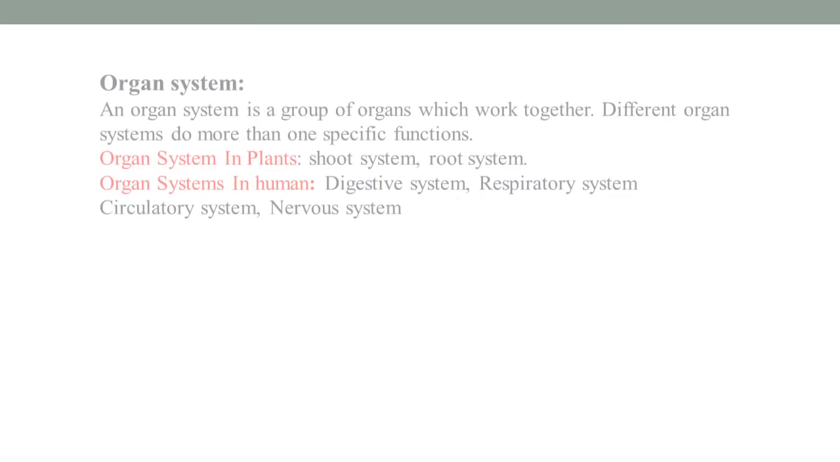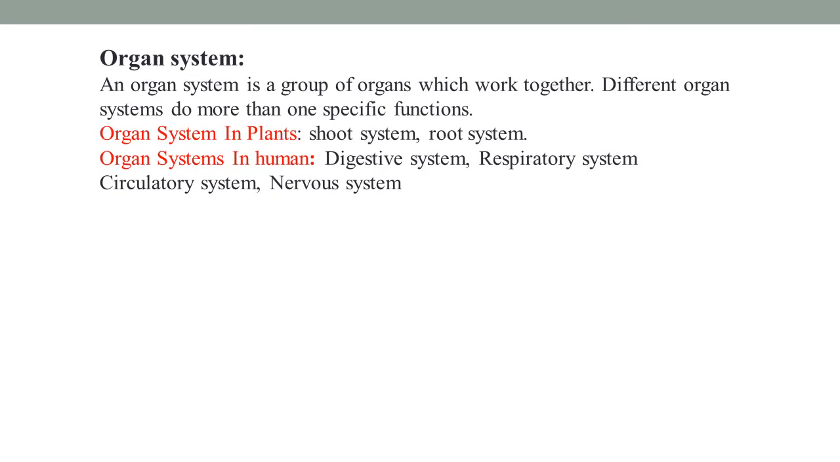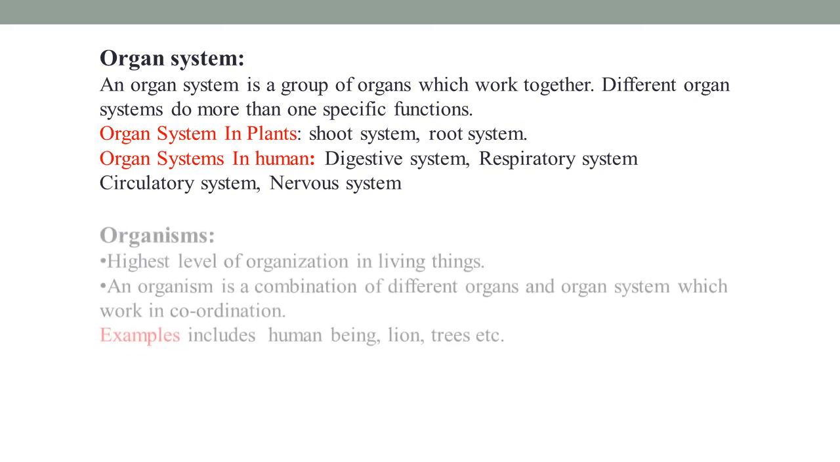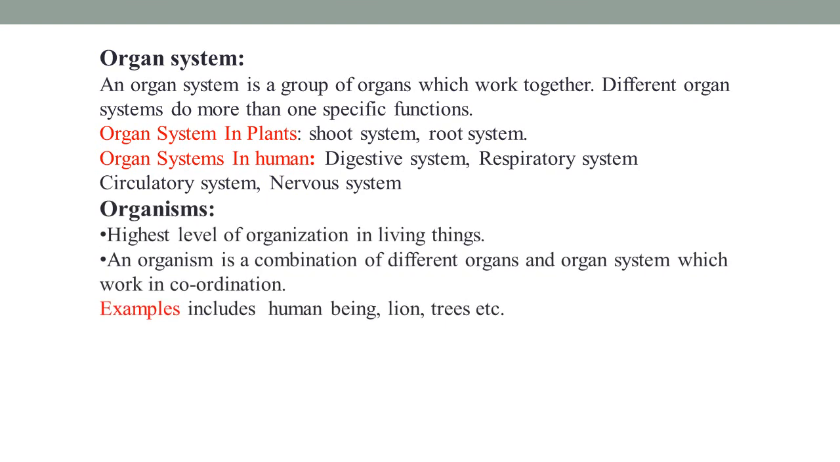Now, the next one is organ system. Students, an organ system is a group of organs which work together. Different organ systems do more than one specific function. Organ systems in plants include shoot system and root system, while in animals they are digestive system, respiratory system, circulatory system and nervous system. Now, the last one, that is an organism.